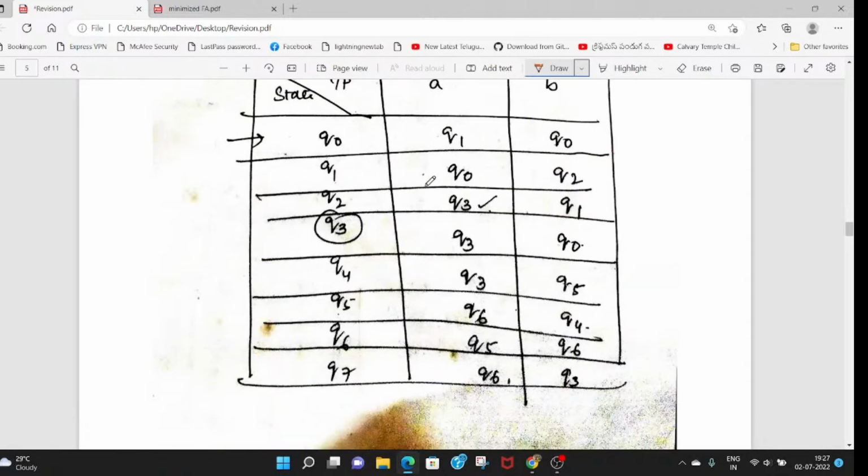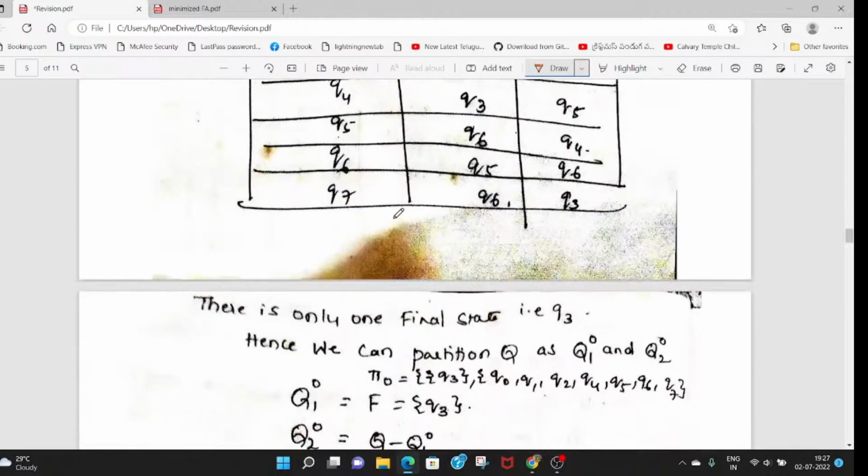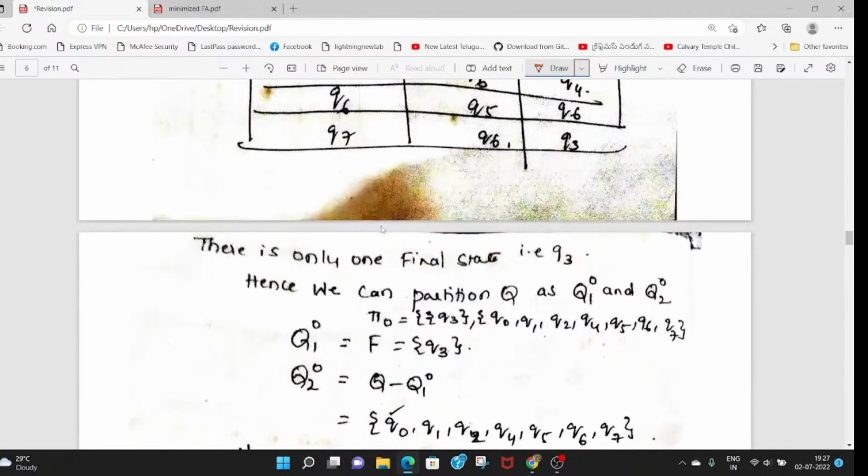From this transition table, you can identify which is the initial state and which one is a final state, by this representation. You can give an arrow, which indicates the initial state, and you can give a circle that indicates the final state. So now, what does your first step say? You can divide your set of states into two sets. The first set will consist of the final states and the second set will consist of all your non-final states.